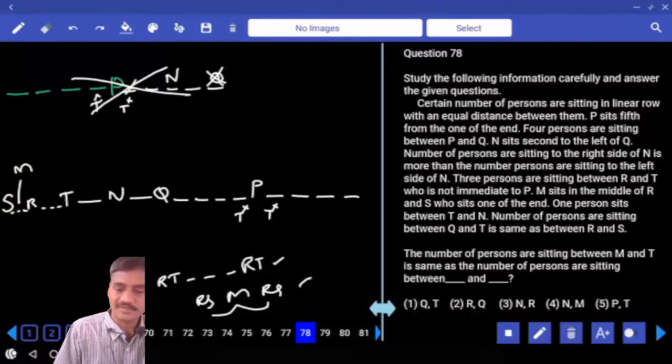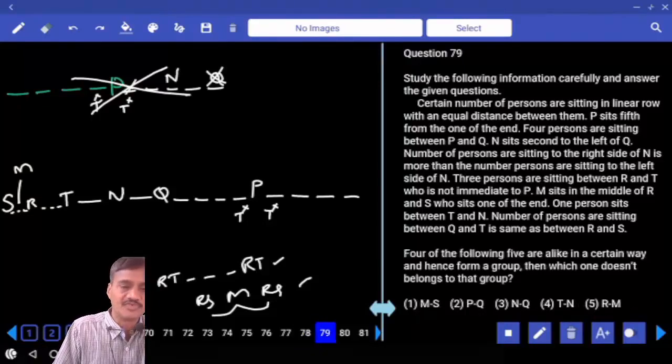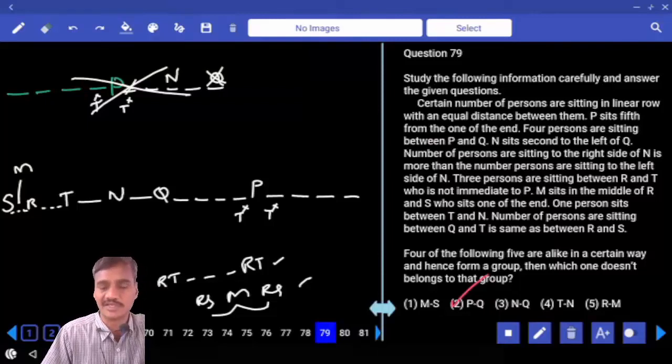Then 79. Now 4 out of the following: M and S alternate, and P and Q, N and Q alternate. So what is your answer? Choice 2. Except choice 2, in the remaining, the persons are in alternate places.